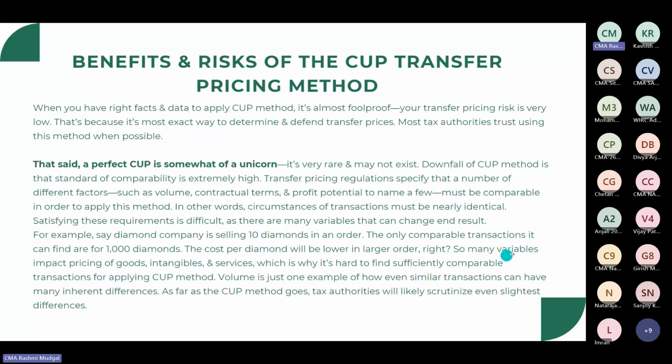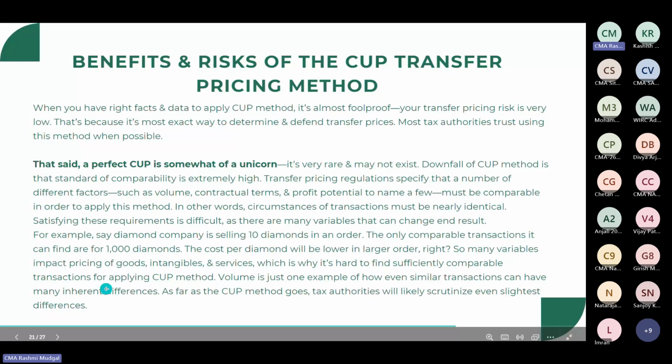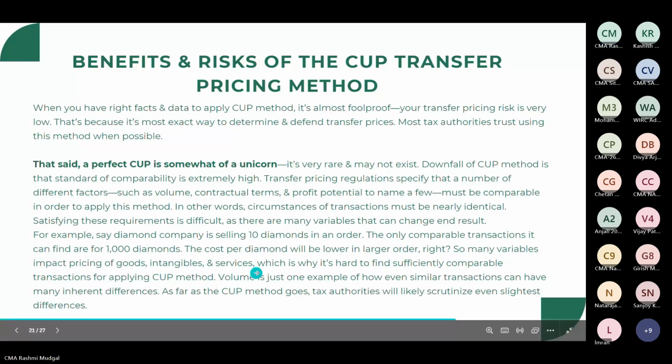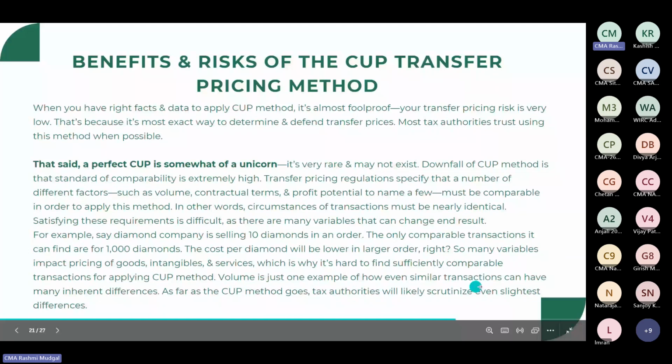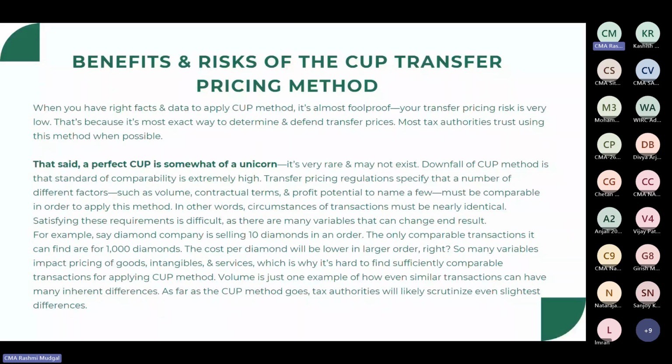Many variables impact pricing of goods, intangibles and services, which is why it's hard to find sufficiently comparable transactions for applying the CUP method. Volume is just one example of how even similar transactions can have many inherent differences. As far as the CUP method goes, tax authorities will likely scrutinize even the slightest differences. So this is the benefit as well as the risk of the CUP method.